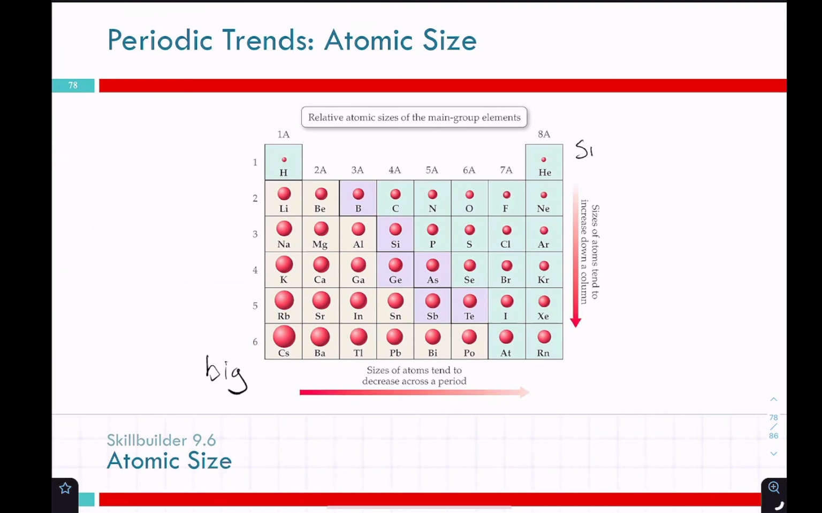Top right corner is the smallest. So then comparing any two things on the periodic table, you say, am I going towards fluorine or helium, or am I going towards cesium? If you're getting closer to cesium, you're getting bigger. If you're getting closer to fluorine, you're getting smaller.